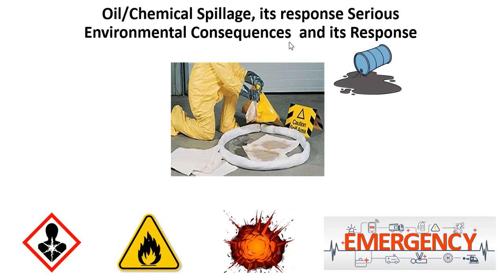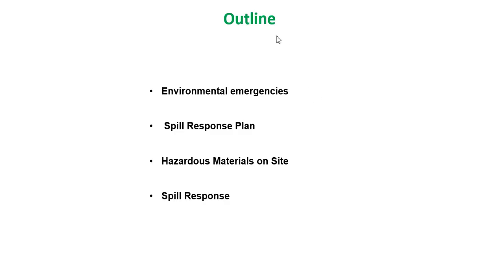Serious environmental consequences and its response. On any construction site, we have different sorts of emergencies. We have fire hazards, chemical spillage, blasts, any emergency that may occur at any construction site. This outlines what environmental emergencies, spill response plan, hazardous materials, and spill response are.